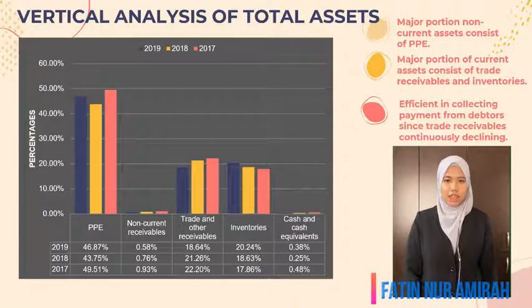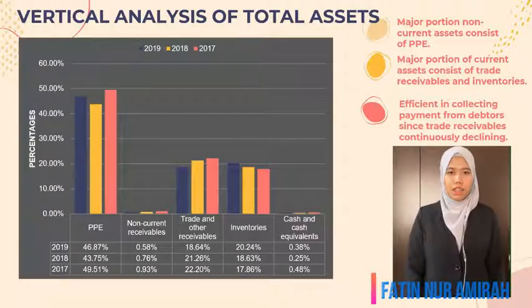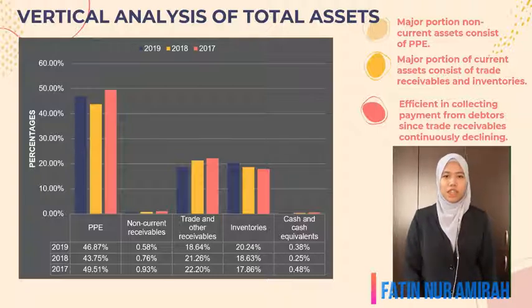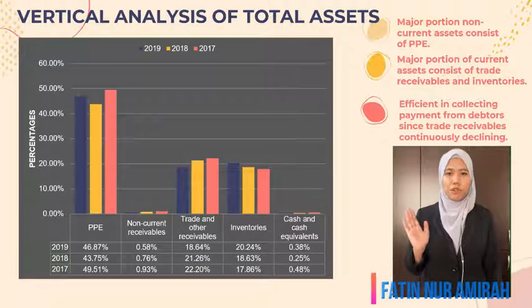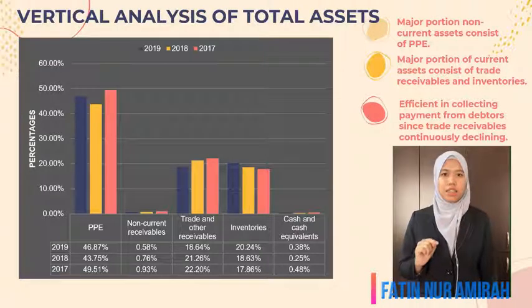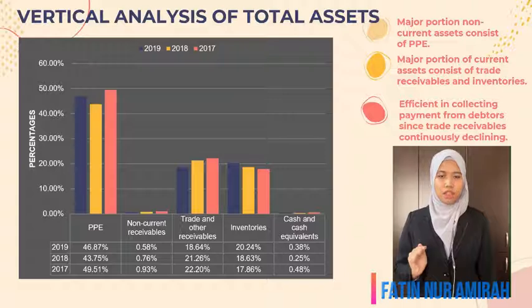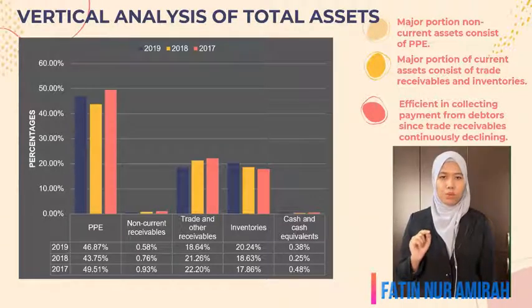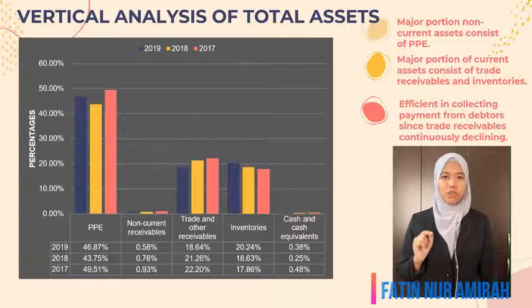As for the current asset, the trade receivable and inventory hold the majority amount of current asset. The graph shows that the trend for trade receivable continuously decreased in year 2019 from year 2017. This indicates that Nestle Malaysia Berhad is efficient in collecting payment from their debtors. However, although they are efficient in collecting payment, the substantially lower percentage in cash and cash equivalent indicates that Nestle is holding its receivable longer and is less efficient in converting its receivable into cash.